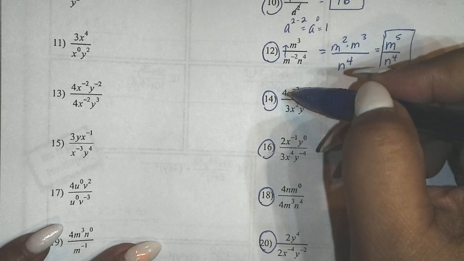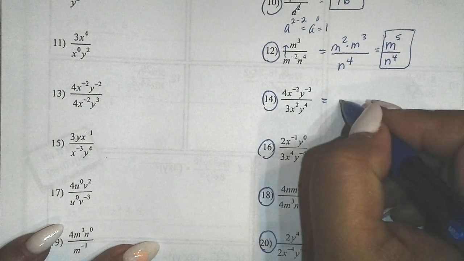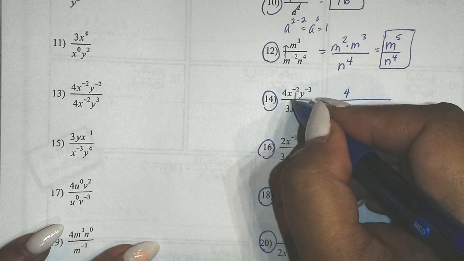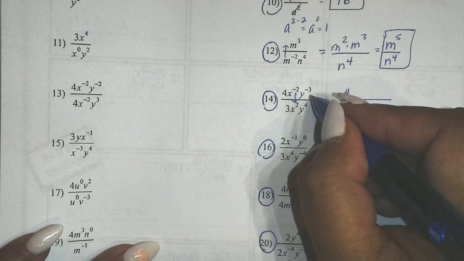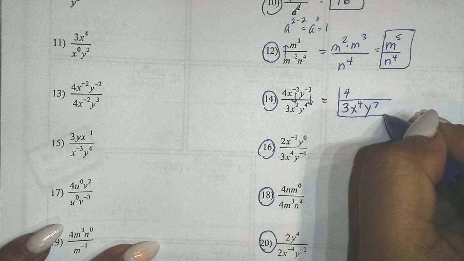All right, 14. 4 divided by 3 is already simplified, so I can go ahead and just write 4 over 3. And then again, this one will join the x squared at the bottom, giving x to the fourth. And this one will join the y to the fourth at the bottom, giving y to the seventh.